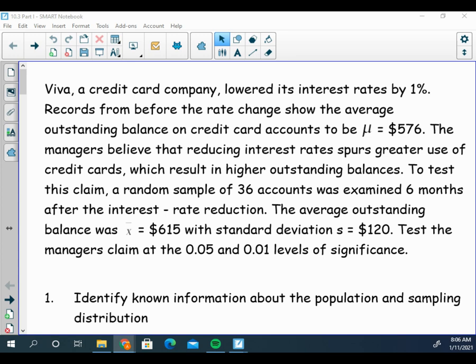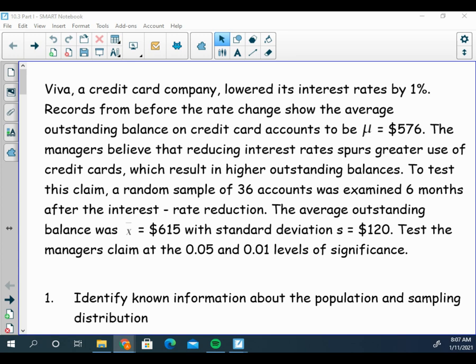Okay? That being said, we are going to kick off 10.3 with a problem. Then once we go through the problem, we'll go through a little bit of theory. Then we'll do a couple more example problems and go from there. So Visa is a credit card company lowering its interest rates by 1%. Again, as always, if you want to get a kickstart on this problem, writing down the key pieces of info, go for it.